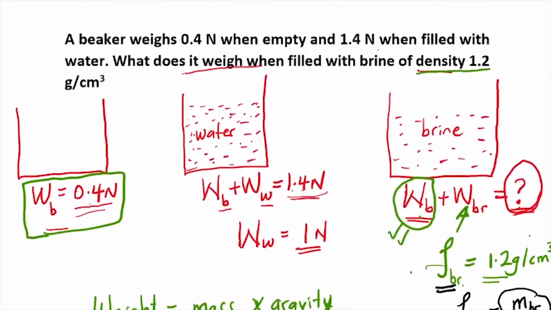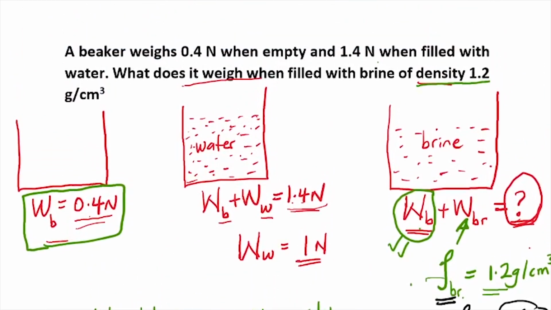Let's get back to the question and read it more closely. If you look at this question, they are telling us that a beaker weighs 0.4 newtons when empty and 1.4 newtons when filled with water.